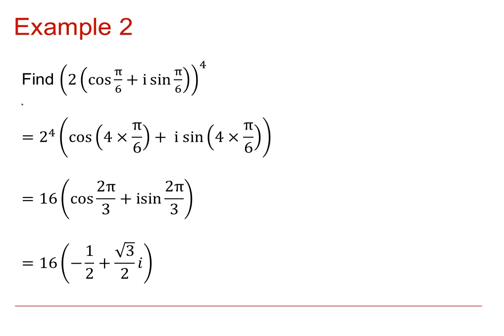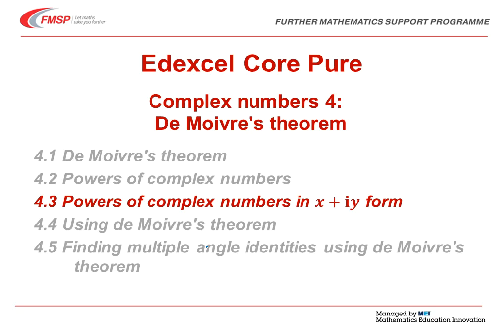So the key thing again, just make sure everything's in the right form. Make sure this is in correct modulus argument form before we start. Don't forget to apply the power to the 2 as well as multiplying the argument by 4, and then simplify the answer as much as required. So in the next video we're going to be looking at powers of complex numbers in the form x plus iy.